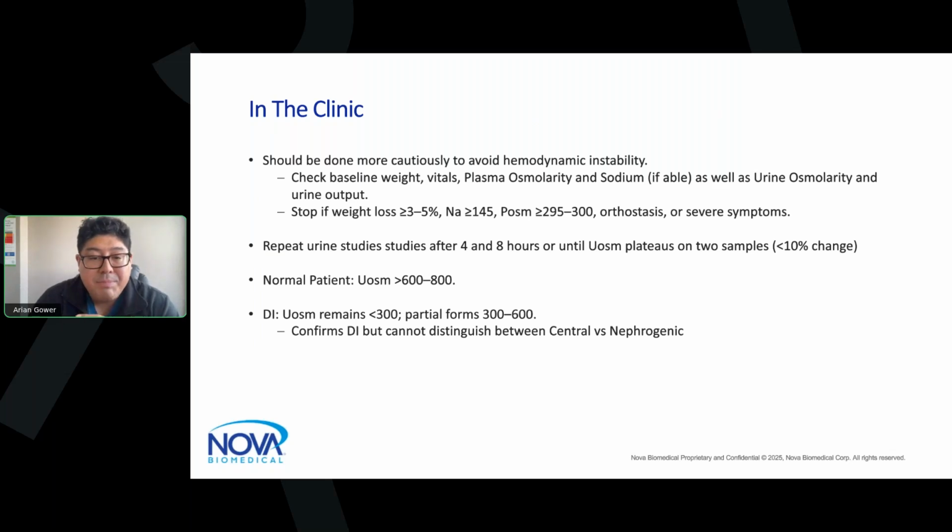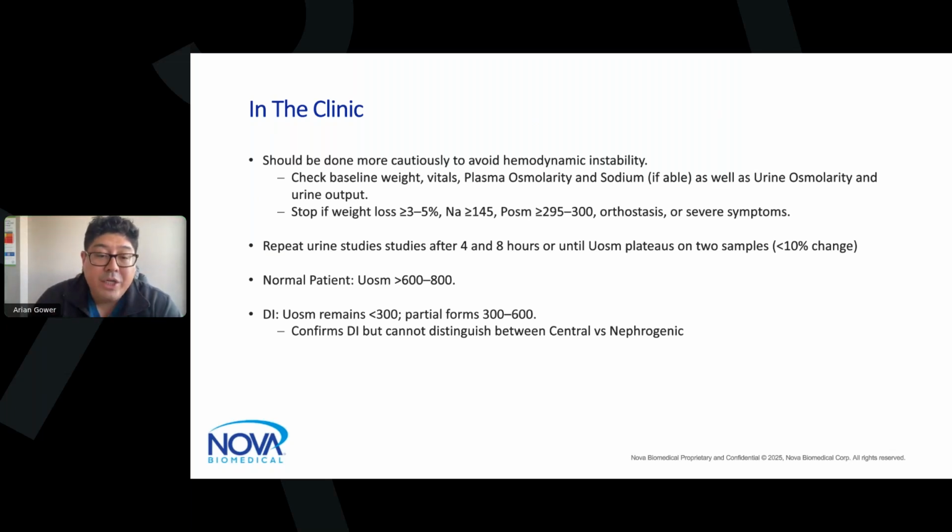The testing must be stopped if a weight loss of greater than 3% is noted, a sodium level greater than 145 milliequivalents per liter is obtained, or if the plasma osmolarity becomes greater than 295 millimoles per liter. Lastly, it should be noted without mentioning that if the patient becomes orthostatic or develops severe symptoms of hemodynamic instability, this testing should be stopped.